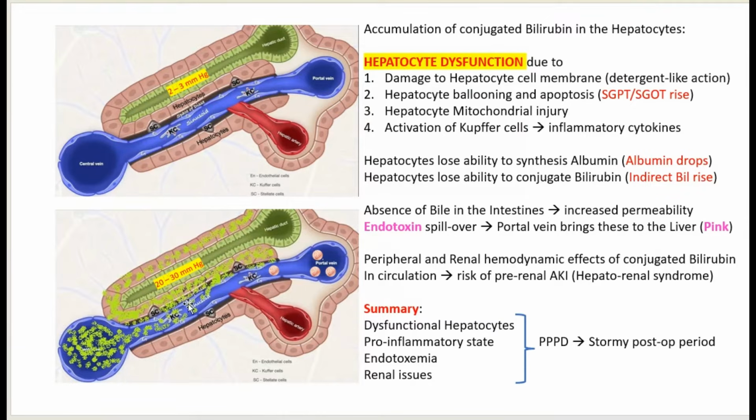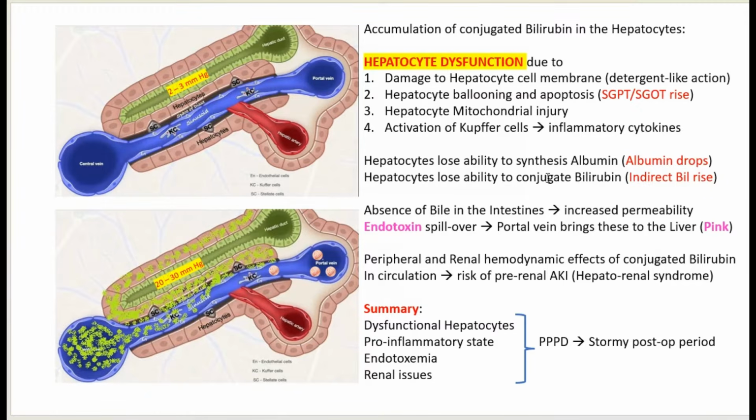Eventually they are no longer able to conjugate the bilirubin. So the conjugation or the detoxification is also a function of the hepatocytes. When the hepatocytes lose their ability to conjugate the bilirubin, the glucuronidation function is lost. That's when the indirect bilirubin starts seeping into the central vein. That causes a rise of the indirect bilirubin in the serum.